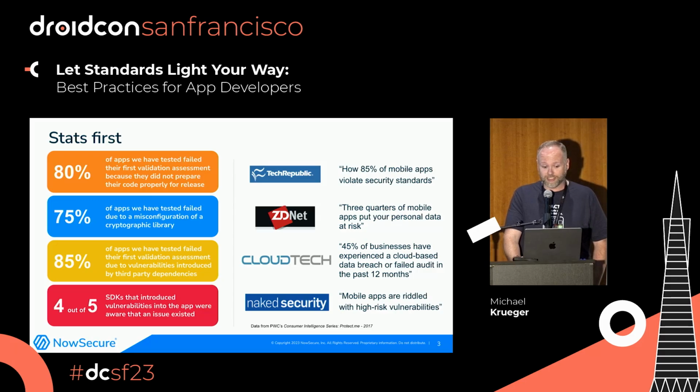75% of the apps that we've tested actually failed due to a misconfiguration of a cryptographic library. You're relying on those crypto libraries to protect your sensitive data, and 75% of the apps that we test don't protect it sufficiently. 85% of the apps that we've tested failed their first validation assessment due to vulnerabilities introduced by third-party dependencies. Now you're using open source code and code from commercial entities, and they are introducing vulnerabilities into your code base. And 4 out of the 5 SDKs that introduced vulnerabilities into the app were already aware that an issue existed, and they weren't doing anything about it.